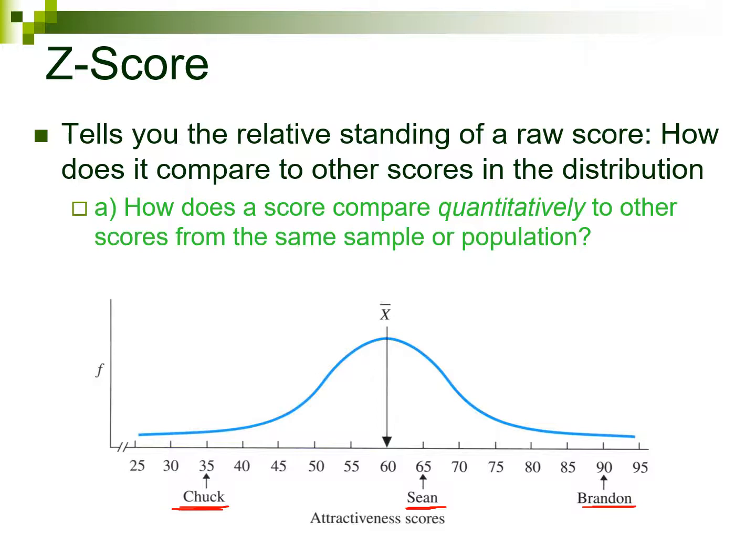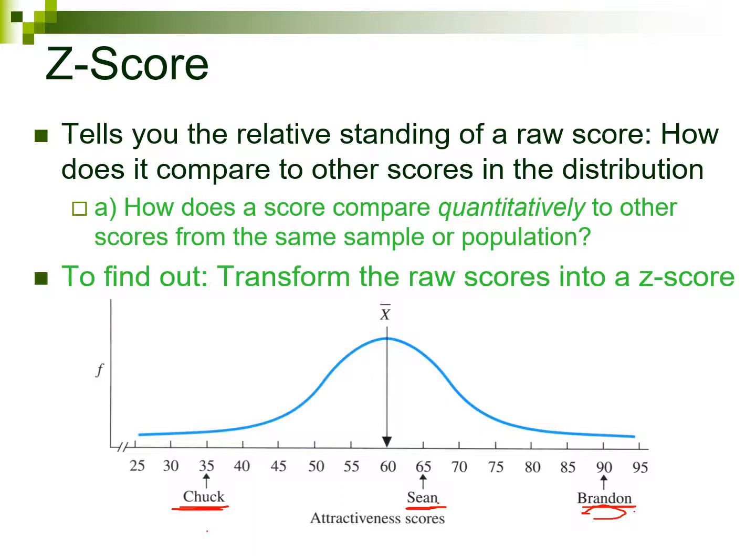Now, again, we were able to verbally describe Chuck and Sean and Brandon's attractiveness, but it took quite a bit of work and effort to do so. What z-scores are going to allow us to do is to describe quantitatively how a score compares to other scores from the same sample or population. So instead of saying that Brandon is at the far upper right end of the distribution, so that makes him a pretty attractive guy, maybe not the most attractive guy in this sample, but definitely towards the higher end, we could use one single number to explain that quantitatively.